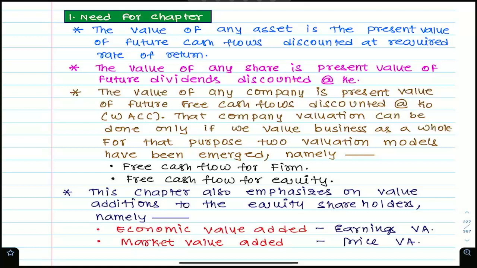So once you write this need for the chapter, then we will be going into the first primitive way of corporate valuation, which will be similar to the share valuation chapter. The beginning problems I am talking about, the first primitive basic problems, will be similar. After 2-3 problems, new concepts will start.